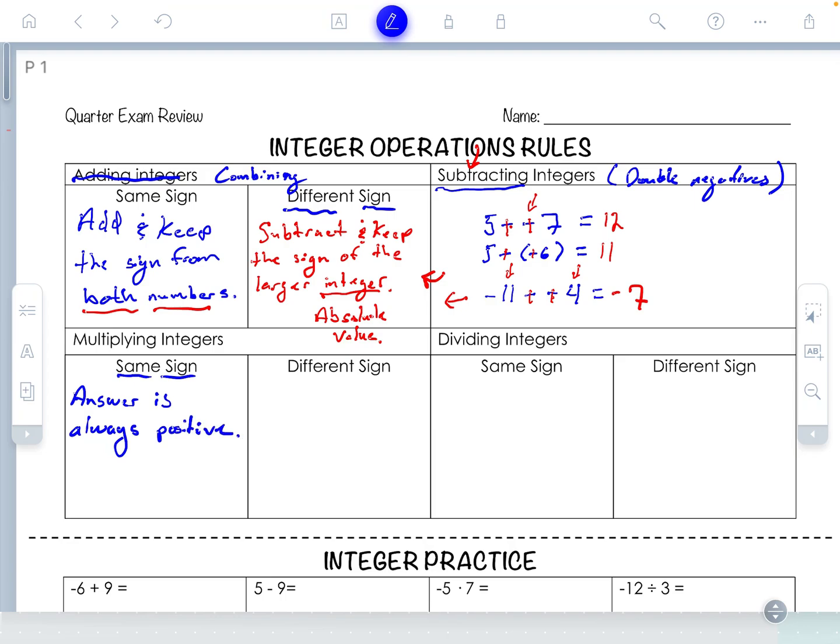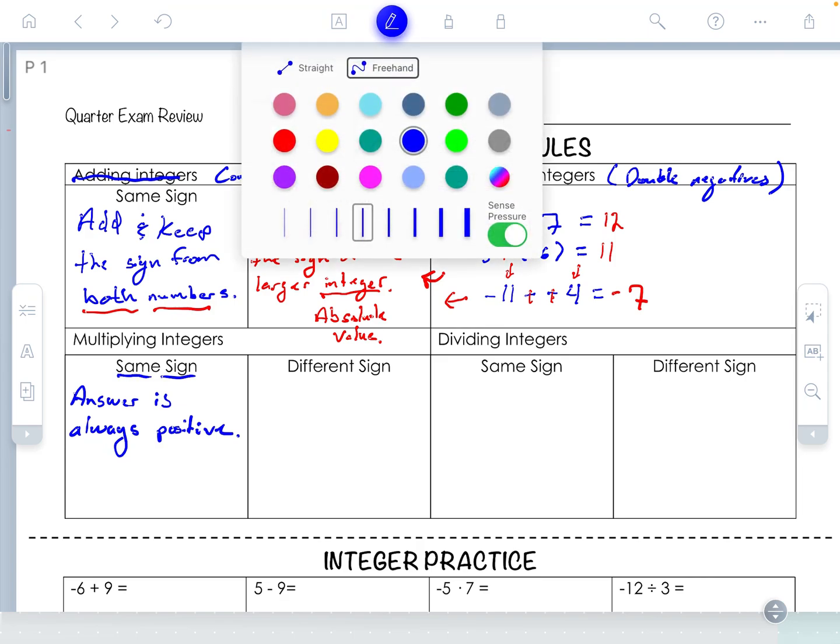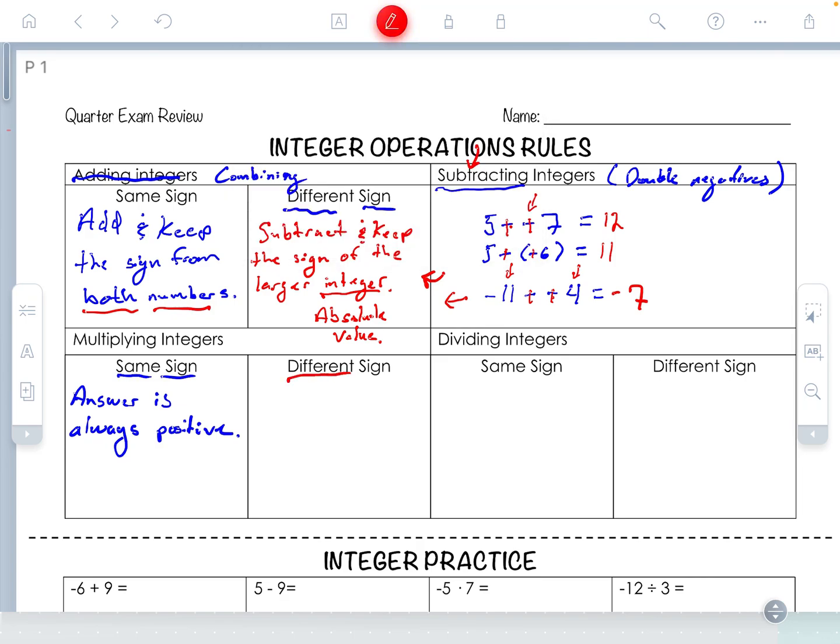Boom. Okay. What if they're different signs, guys? What if they're different signs? So let's do negative 7 times 8. Let's do negative 5 times 11 in parentheses. Okay, I'll just show you the answers. Negative 7 times 8 is, was that negative 56? Nailed it. Negative 55. Awesome.